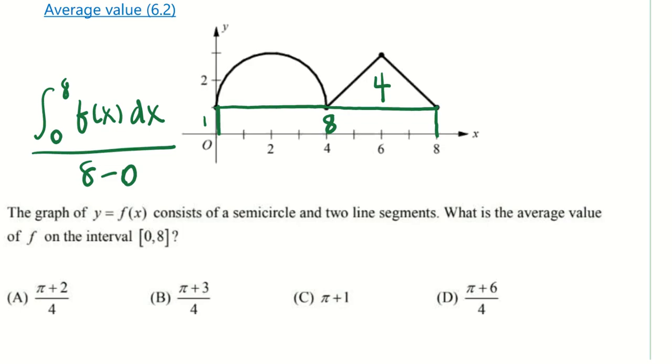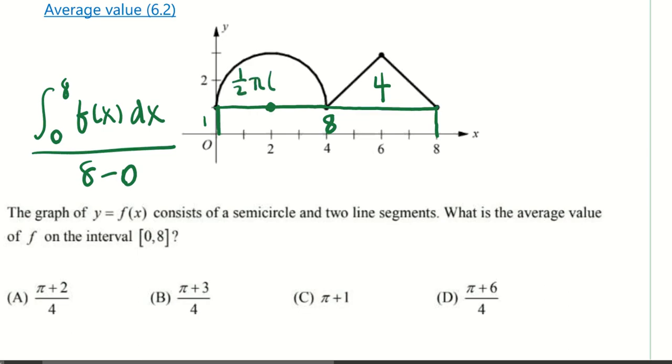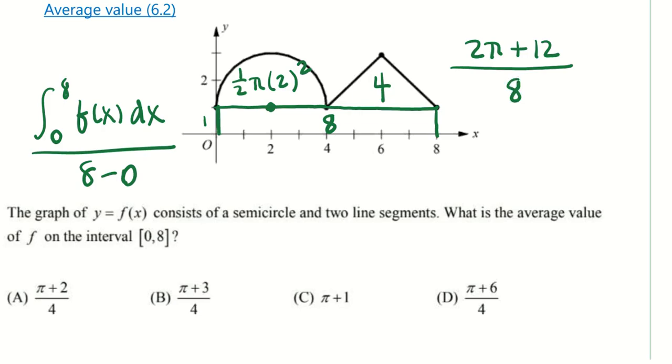Yeah, okay, I see it. And then this semicircle would be half of a circle with radius 2, so that's 1/2 pi times 2 squared. So half of 4 pi is 2 pi. So the integral is 2 pi plus 8 plus 4. And then I need to divide by 8 because I'm taking the average value. So that's going to be pi over 4 plus 12 divided by 8 is 3 divided by 2.